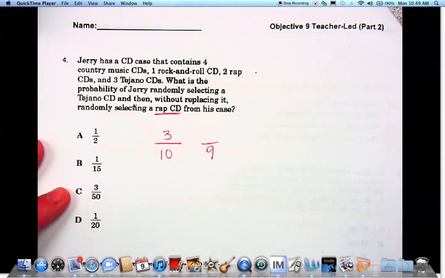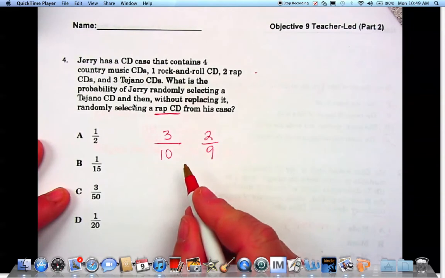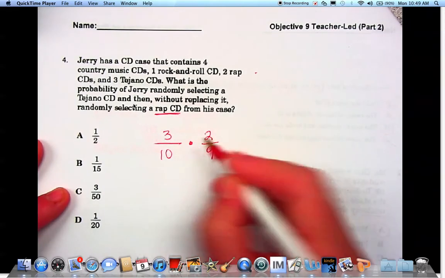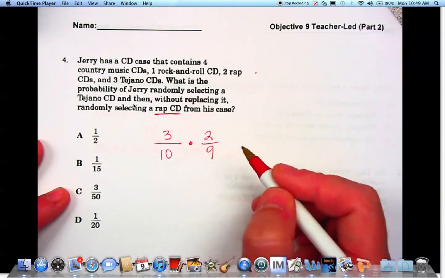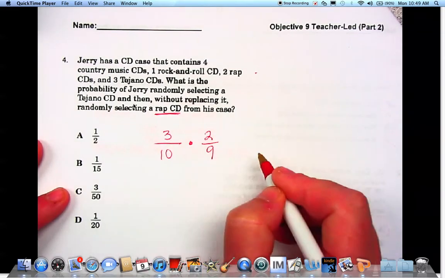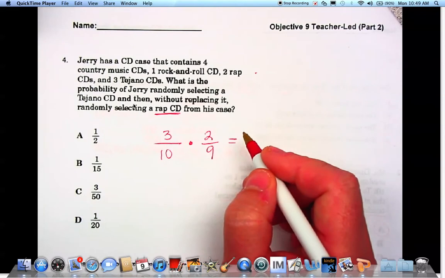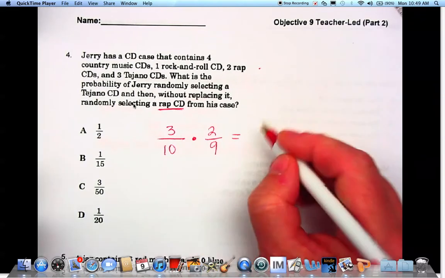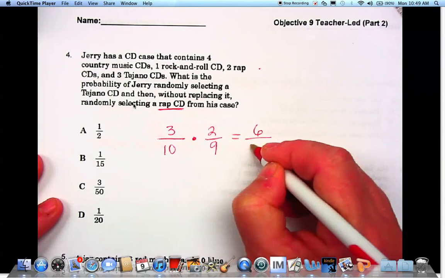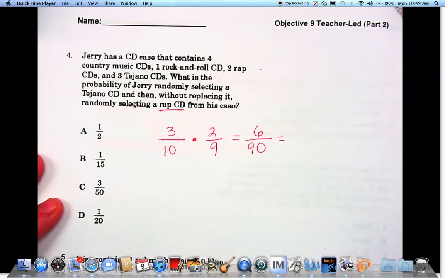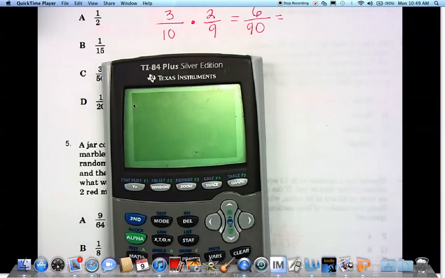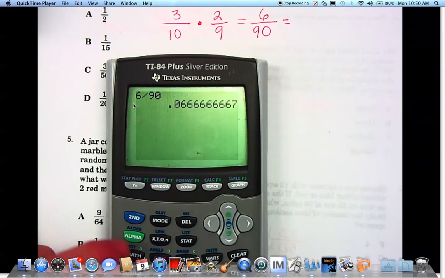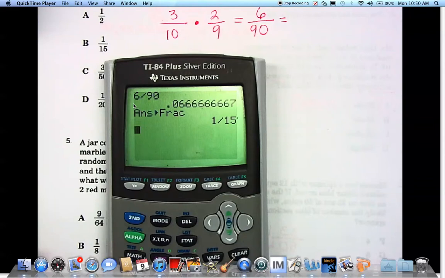How many rap CDs are left? 2. Okay, so what do you do with these? Multiply. Always multiply. You multiply the fractions together, so you're multiplying straight across. Okay, probability, you multiply them every time. What's 3 times 2? 6. 10 times 9 is 90, and then you can reduce it, or you can do it really fast on your calculator. 6 divided by 90. Then what do you do? Math, enter. Math, fraction, enter.